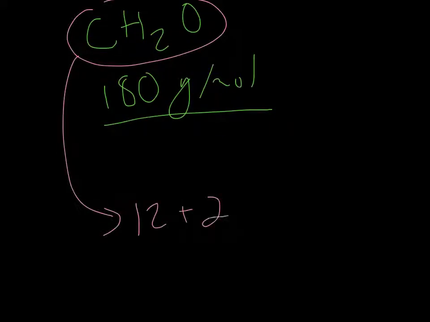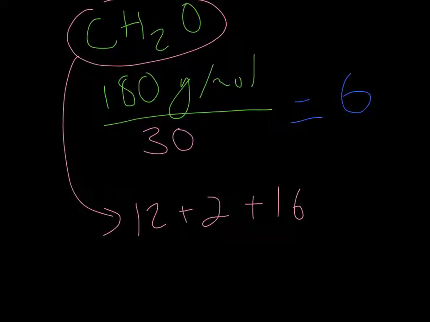12 plus 2 plus 16. Just going to use the round numbers instead of the decimals in this, just because either way it's going to come out as a small whole number or very close to it, and you just round to the closest number. It's going to be pretty darn close. Well, in this case it's 30, right? Well, 180 divided by 30 is 6.